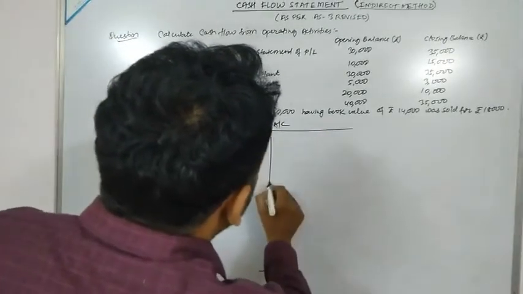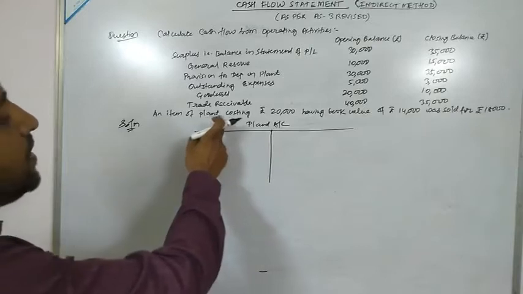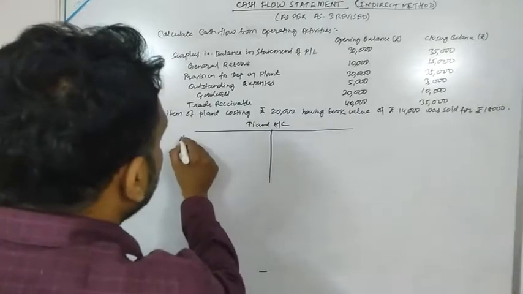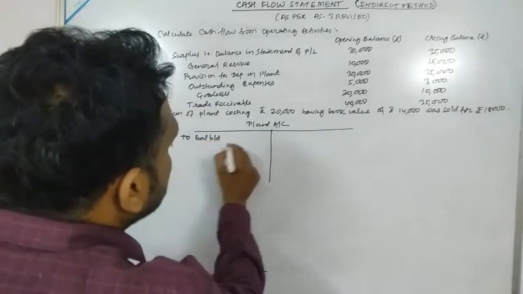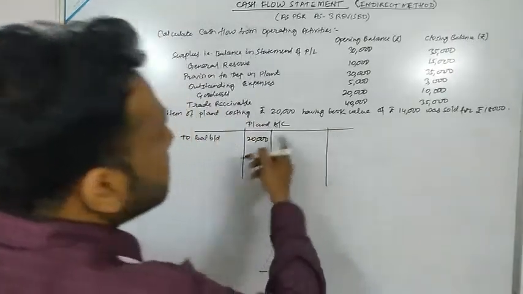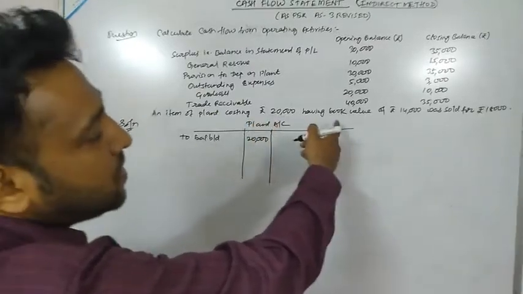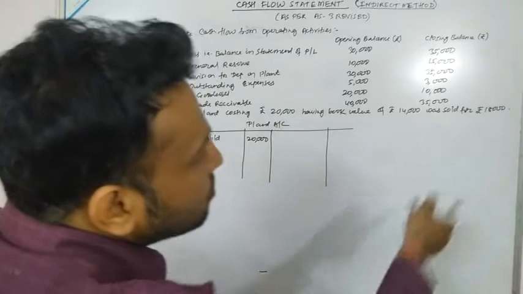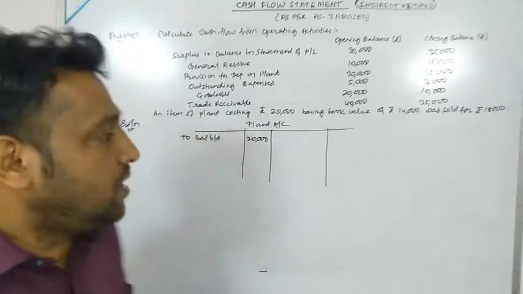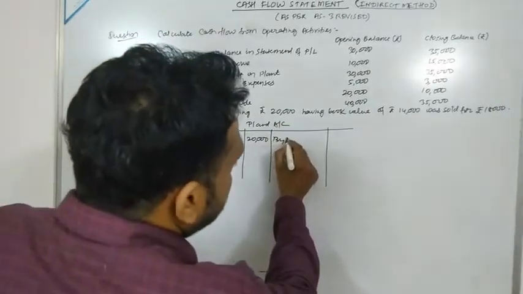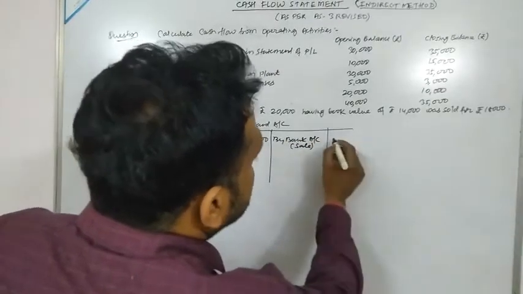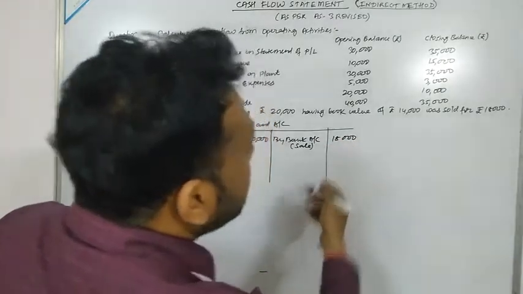So it is a ledger account. First of all, you see an item of plant costing 20,000. So what we will write is: To balance brought down. How much is the amount? The amount is your 20,000. Plant costing 20,000 having book value of rupees 14,000 was sold for 18,000. Whenever we sell the machine, what is the entry? Bank account debited to plant account. So that will be shown on the credit side. We will write: by bank account, within bracket sale. It has been sold for your 18,000.